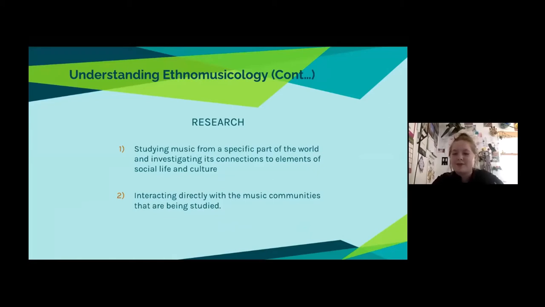education. So the first one I'm going to talk about is research, and this entails two things, which are studying music from a specific part of the world and investigating its connections to elements of social and cultural life. And the second aspect is interacting directly with musical communities that are being studied.